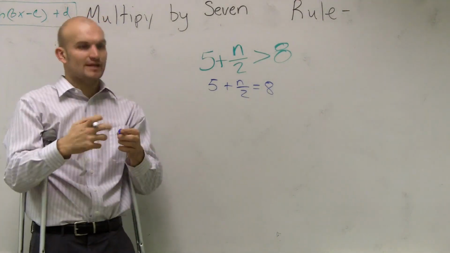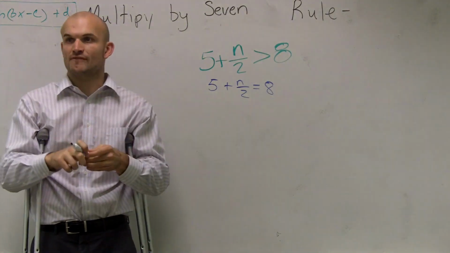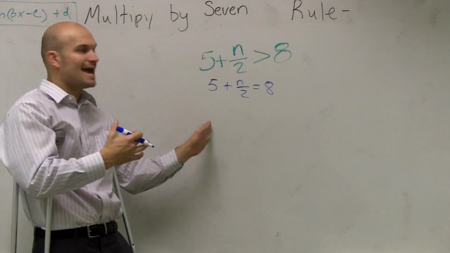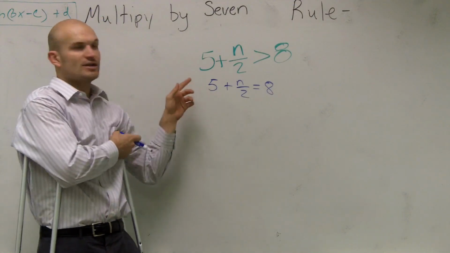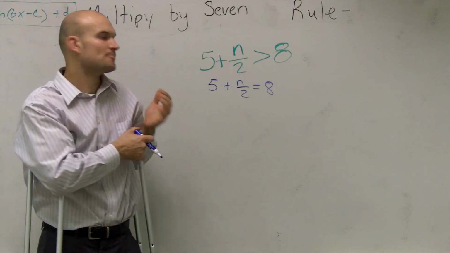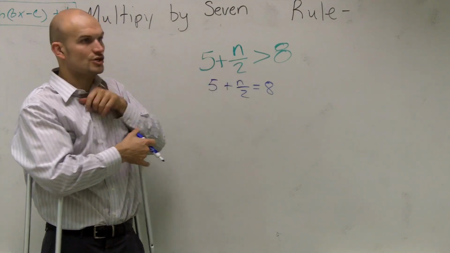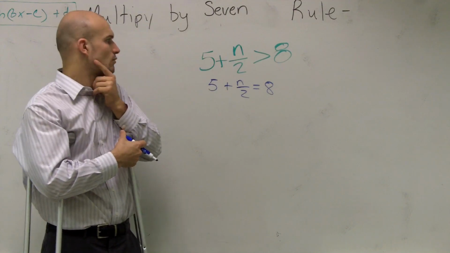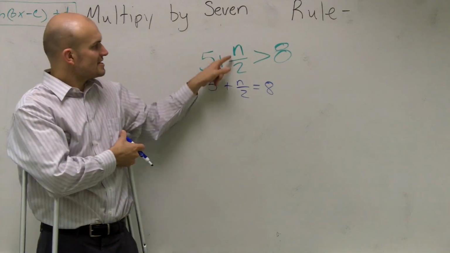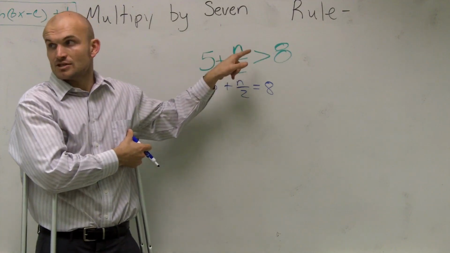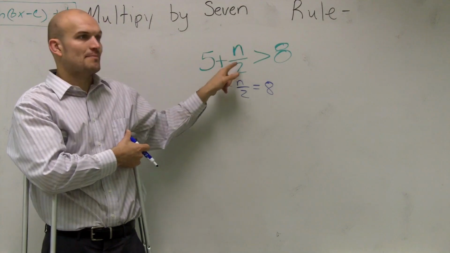So remember, the first thing we need to do is undo what's happening to our variable, because our end goal is to get our variable by itself, right? We want to get n by itself. So I need to look at my two numbers on the side of my variable and determine what they are doing to my variable. Well, I have a 5 and a 2, right? I need to get rid of them. You can say the 2 is dividing the n. So n, my variable, is being divided by 2.